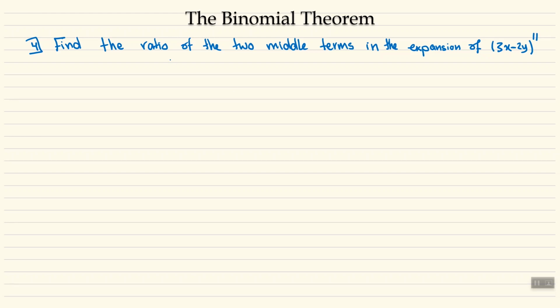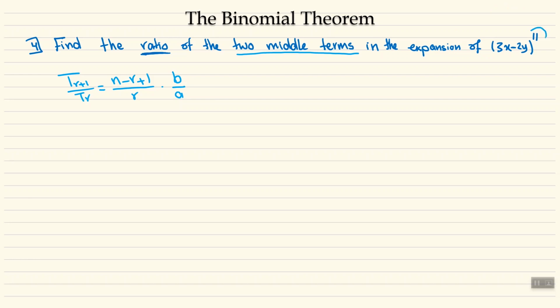For sure, if they're asking about ratio, then this is the second formula, which is TR plus 1 over TR. So we will use TR plus 1 over TR equals N minus R plus 1 over R times B over A. That's certain. The first problem that we have is that we know that they want the two middle terms, but we don't know what is the order of these two middle terms. Which terms they are. Are they the first term and the second term? Or maybe they are the 7th term and the 8th term. Or maybe they are the 6th term and the 5th term. We just don't know. So before we start solving this question, before we start using this formula in front of you, we will have to know which terms are the middle terms.